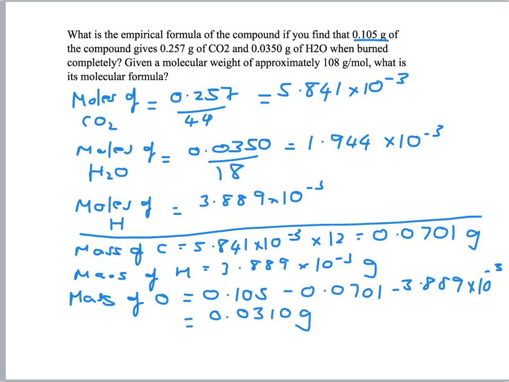0.0310 grams. So again, I can now work out my moles of oxygen as being 0.0310 over 16. So let's do that, and that gives me 1.94 times 10 to the minus 3.